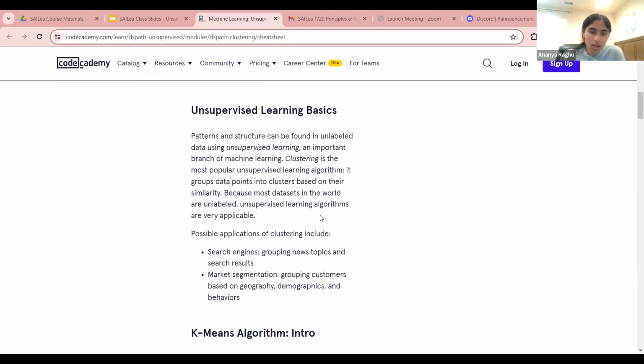Some possible applications of clustering: there's obviously the aspect of segmentation, where you want to group customers or group different topics based on a certain feature. That's a very important application of unsupervised learning, and this shows up a lot in recommendation systems such as music or Amazon. You also want to use clustering in search engines to group news topics and search results.